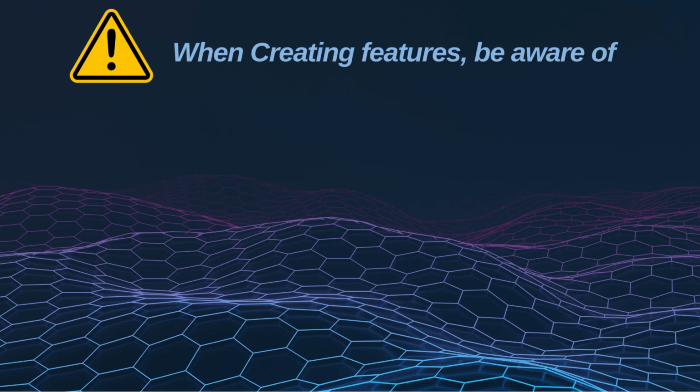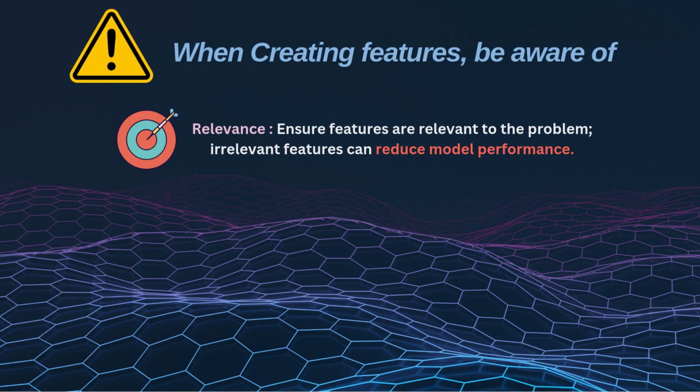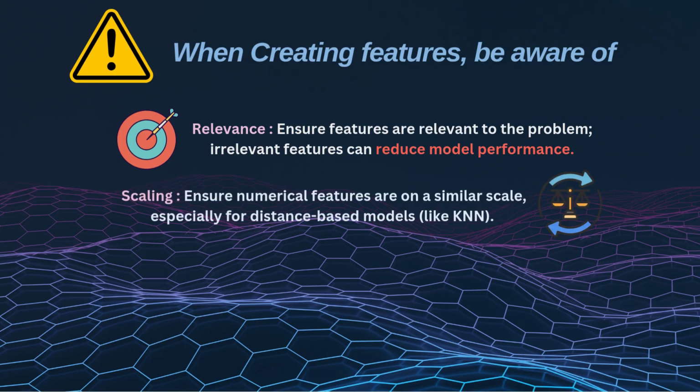Final thoughts. Here are some things to consider when creating features. First, there is relevance. Make sure your features actually help solve the problem. More data isn't always better. Also, there is scaling. You need to always put numbers on similar scales, especially for models like k-nearest neighbors or support vector machines.